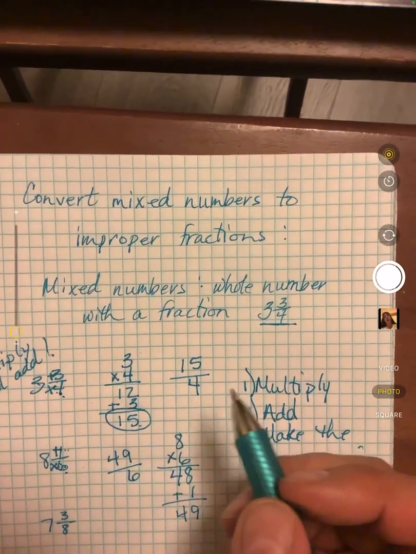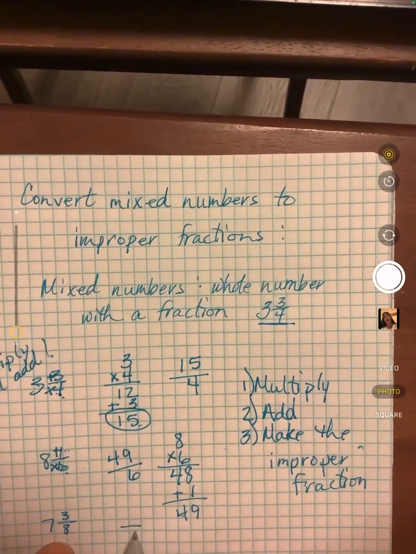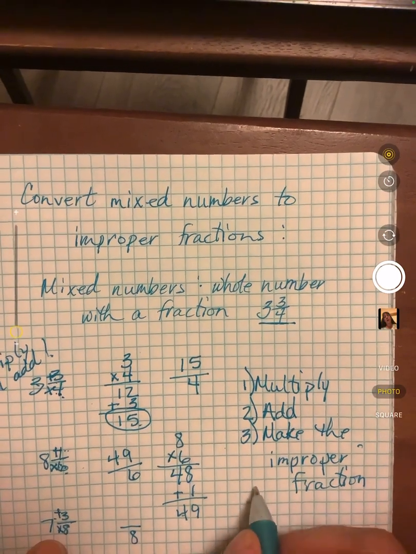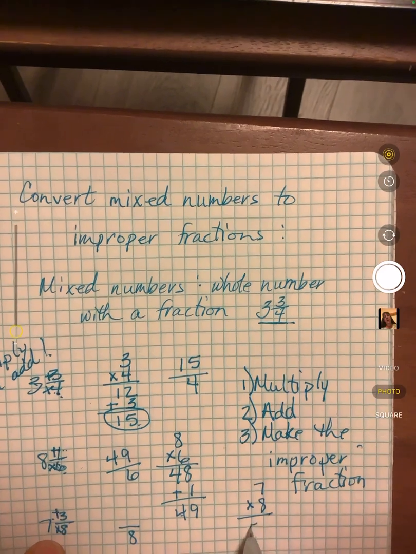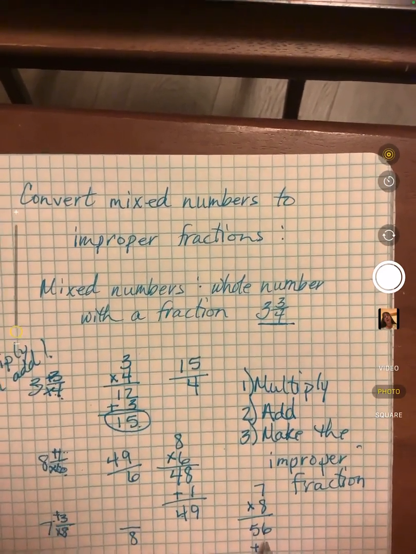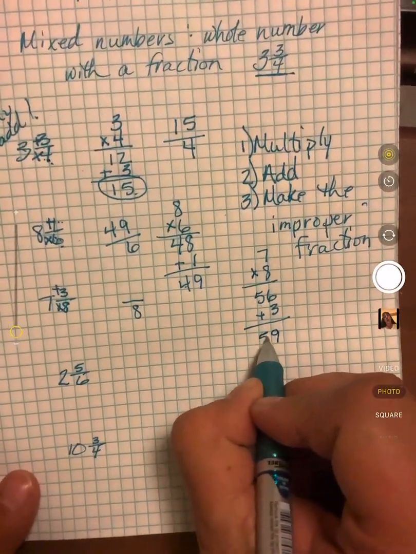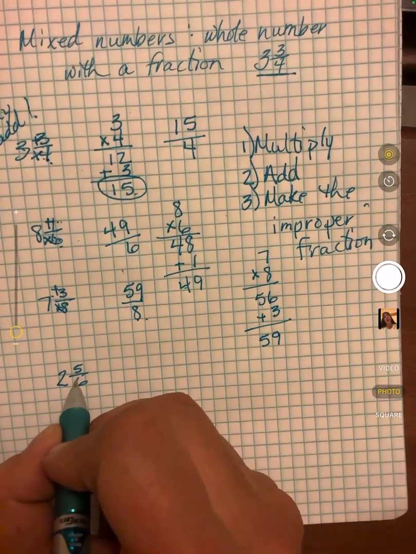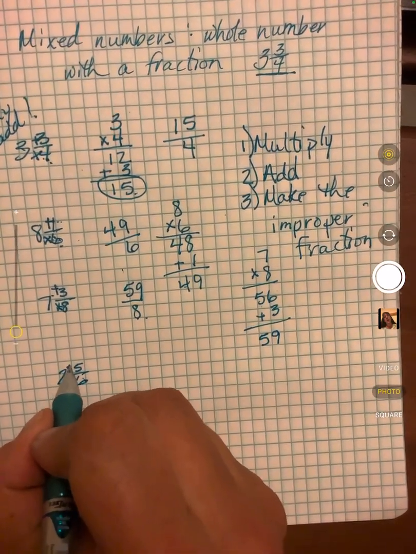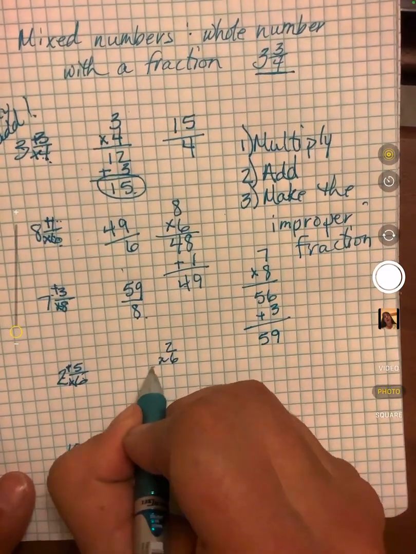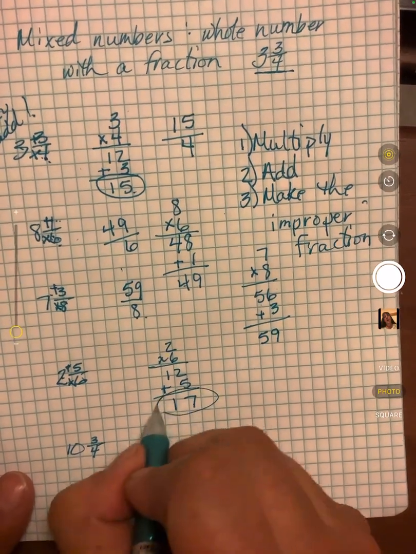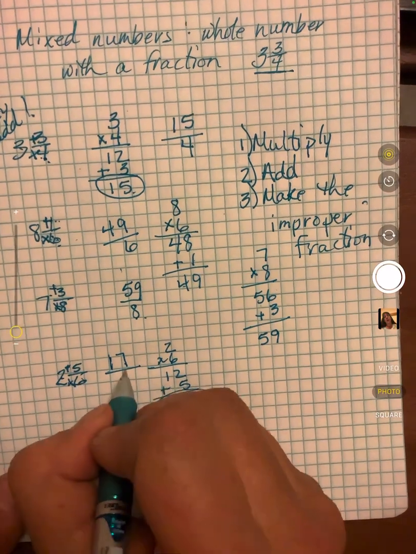My denominator will always stay the same. So on this one, my denominator will be 8, okay? Multiply the 7 times the 8, and then add the 3. So 7 times 8 is 56, plus what's on top, 3, is 59. So my improper fraction would be 59, and then you put the 8 there. Okay? We multiply the 2 times the 6, and then we add the 5. 2 times 6 is 12, plus 5, 17. So this is my numerator, and my denominator stays the same.